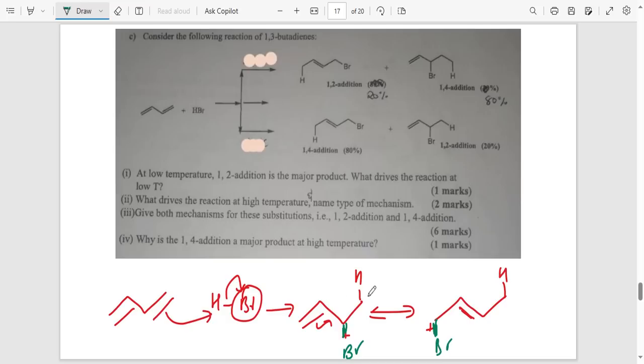So if you count the carbon, this is carbon 1, carbon 2. So this is called 1,2 addition. And then for this one, this is 1, this is 2, this is 3, this is 4. This is known as 1,4 addition.